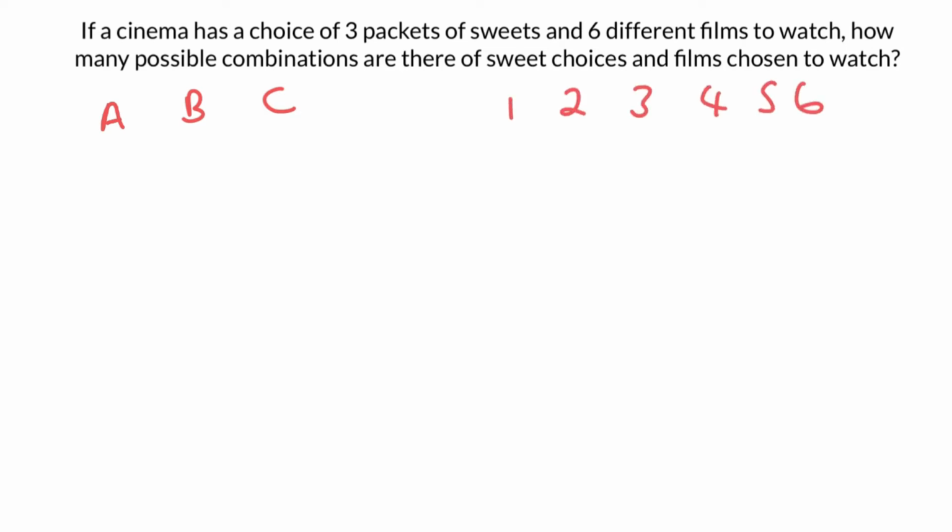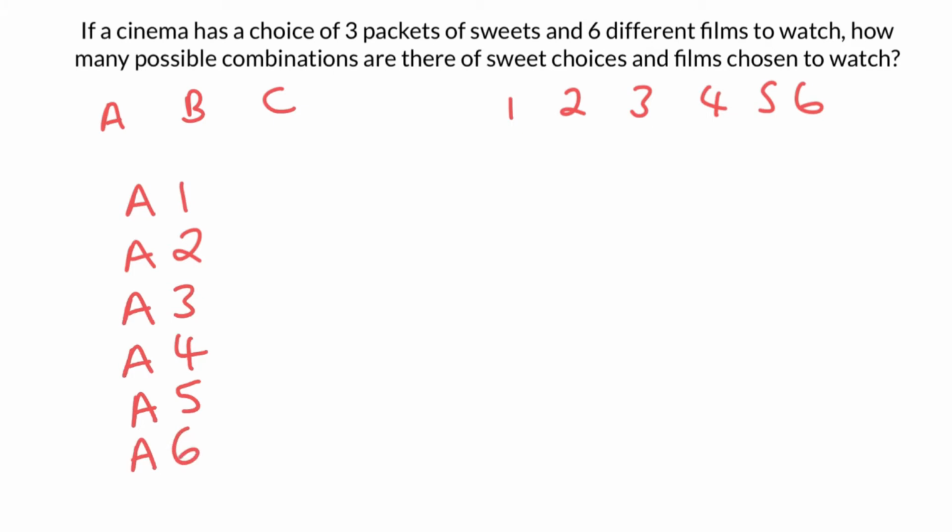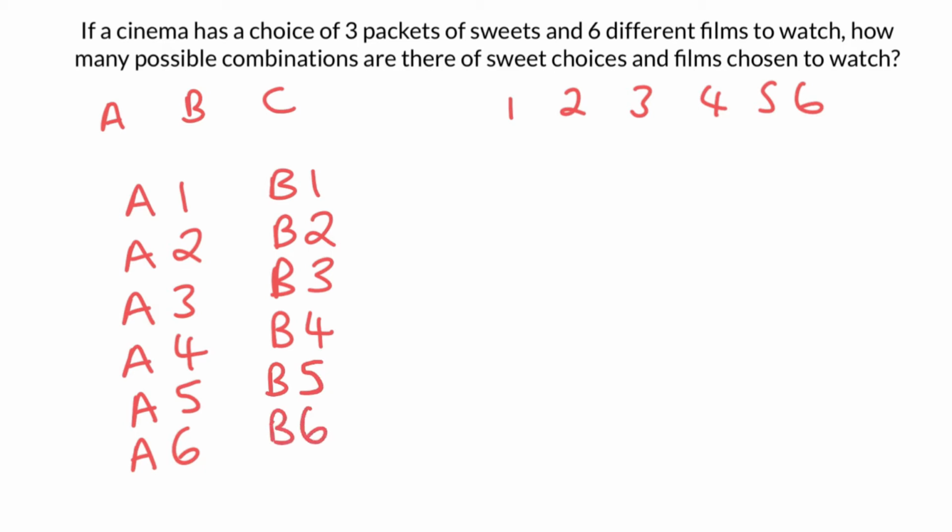5 and 6. You could choose Sweets A and watch film 1. You could choose Sweets A and watch film 2. You could pick Sweets A and watch film 3. Pick Sweets A, watch film 4. Pick Sweets A, watch film 5. Pick Sweets A and watch film 6. Or you could pick Sweets B and watch film 1, film 2, film 3, film 4, film 5, film 6. Or you could pick Sweets C and watch film 1, and so on.